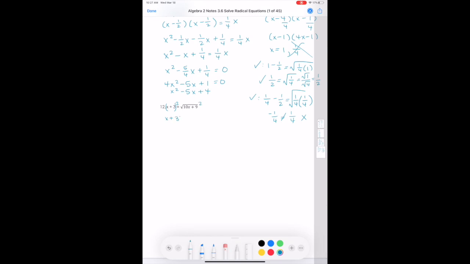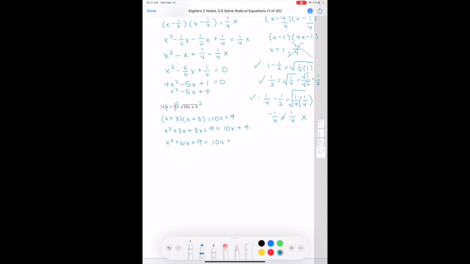Number 12, square both sides just like we've been doing. X plus 3 times x plus 3, and then we get rid of the square root on the other side. We're already on the last problem. Woohoo! Right, I'm going to simplify.